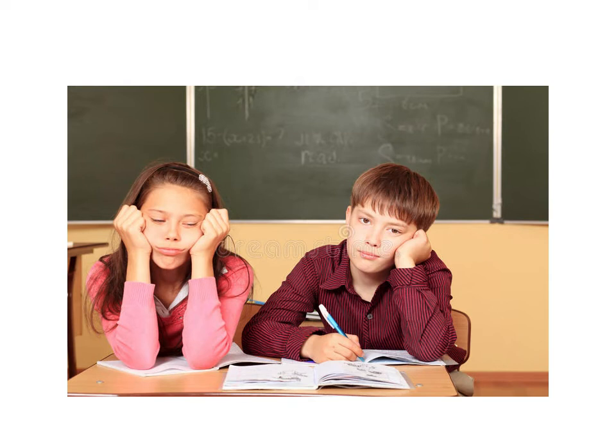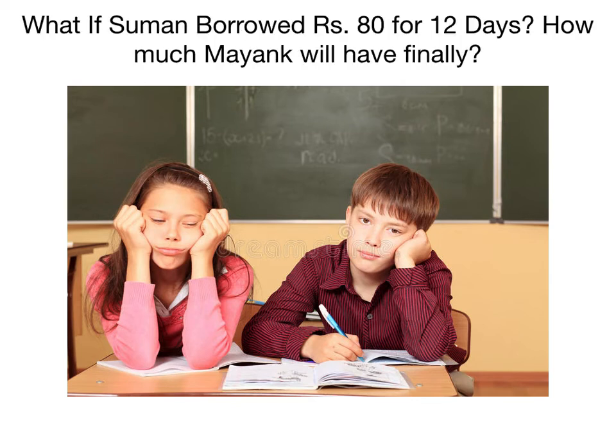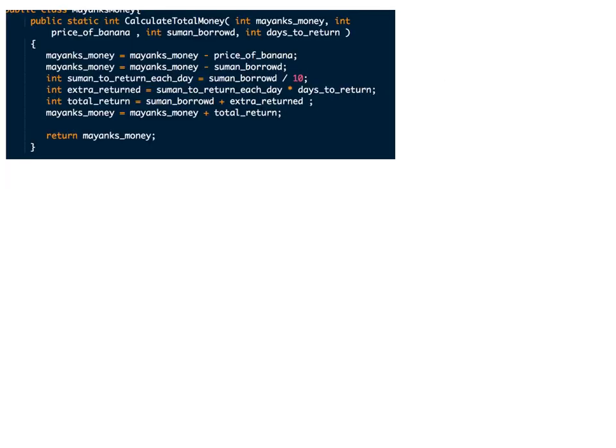But where the magic comes is, what if this guy Suman borrowed, instead of rupees 50, rupees 80, and instead of 7 days, he borrowed it for 12 days. So how much money would Mayank have finally? So once again, there are so many calculations to be done, and this is what we can simplify using the computers, right?